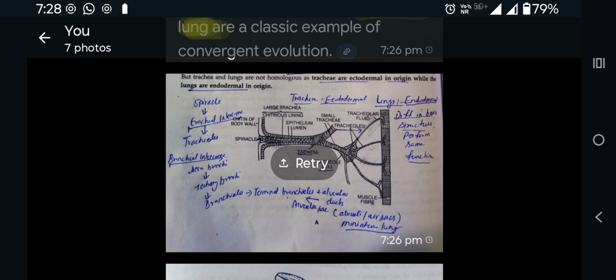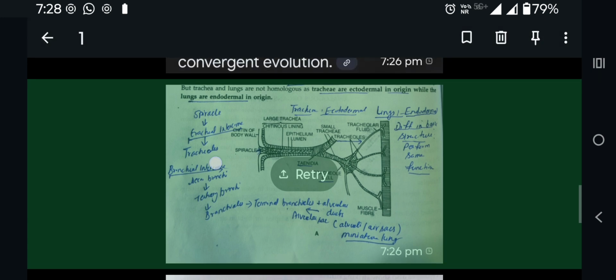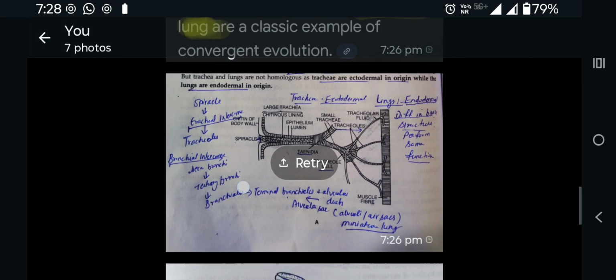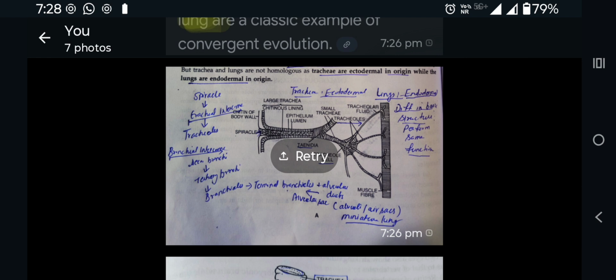You can see here the structure of a spiracle. This is a spiracle, and then it forms the tracheal trunk and forms the tracheole. And there are the bronchi, secondary bronchi, tertiary bronchi, bronchioles, terminal branches, and alveoli, alveolar ducts, and alveolar sacs. Alveoli or air sacs are also named miniature lungs because they perform the function like the lungs. So, this is a tracheal system.